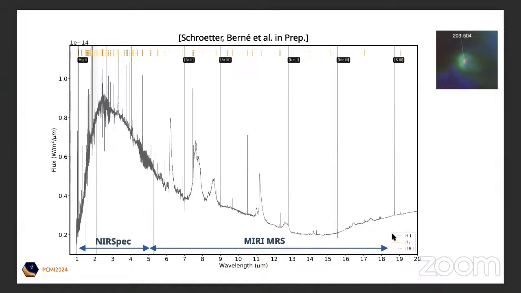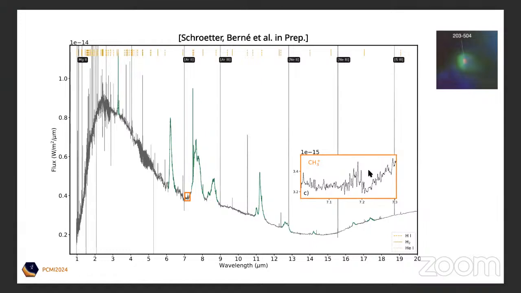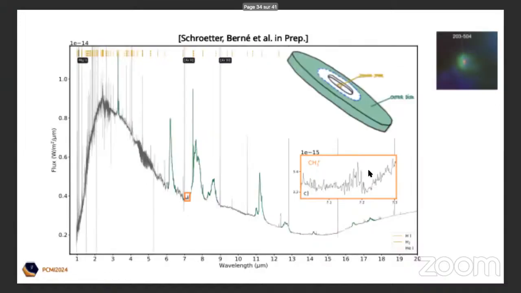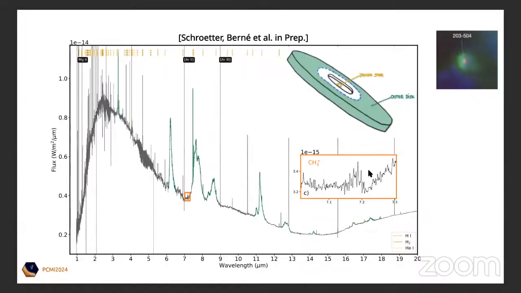And here you can see that the spectrum looks completely different from the previous one. But we can see that we have PAHs in emission here in green. Also, if we look, we have the CH3+ as well. So we have also detected in this object what's going on in the outer disk. But what about the inner disk? And this spectrum tells us a lot about that.